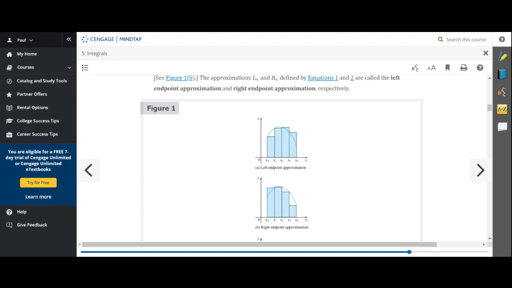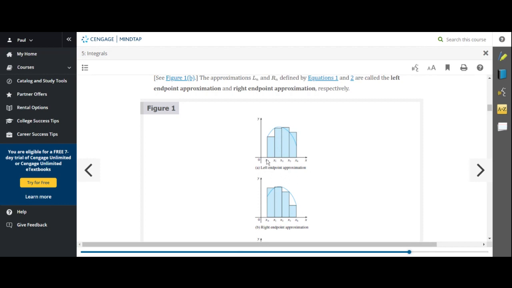X sub 0, very good. And if we look at the second subinterval, going from x1 to x2, what's determining the height of that? Is it f of x1 or f of x2? Good, x1. So in each subinterval, it's the left endpoint that's determining the height of the rectangle.